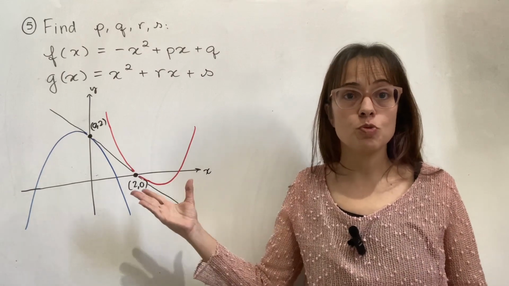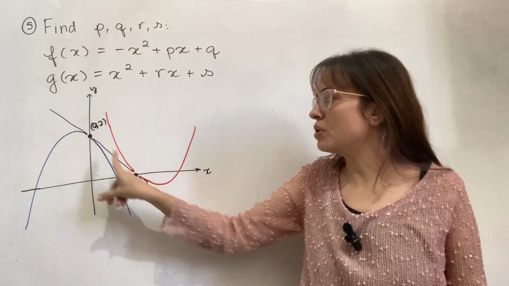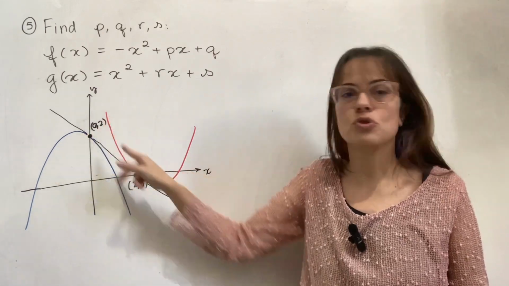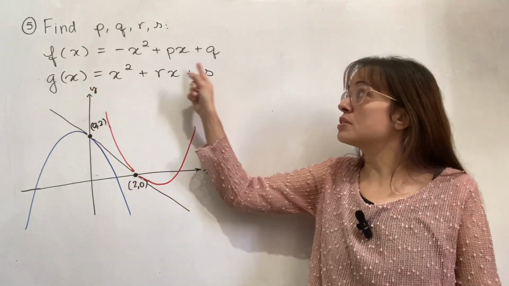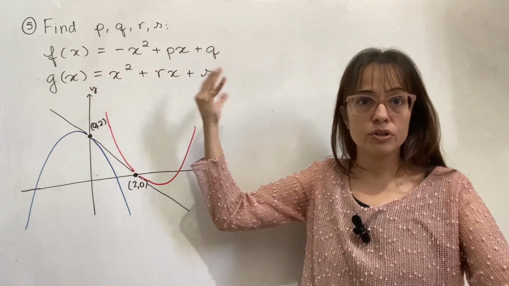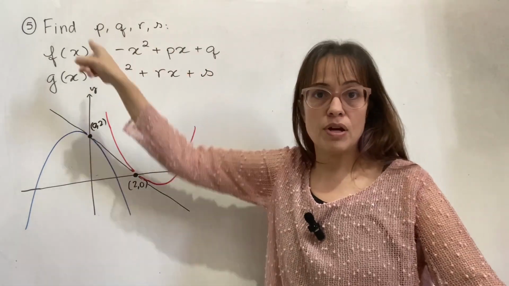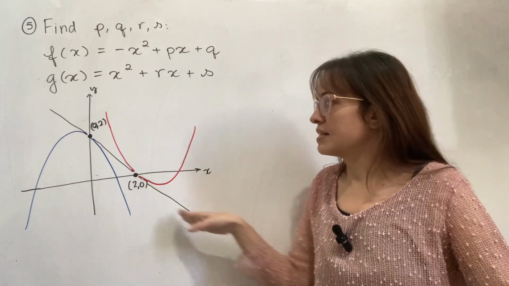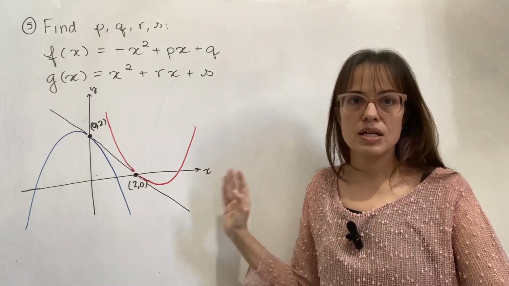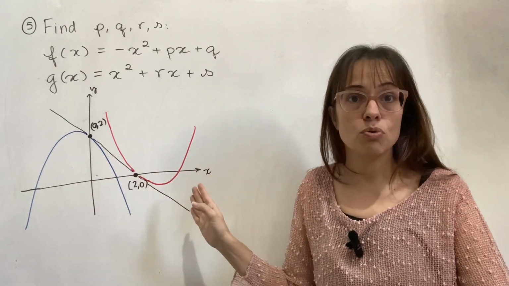It comes with this picture. It comes with the coordinates of this point and this point, which are (0, 2) and (2, 0). It tells us two functions which have four unknown values, p, q, r, s, which they want us to find. And it also tells us that this line that we see in the picture is tangent to both of the functions in both of those points.